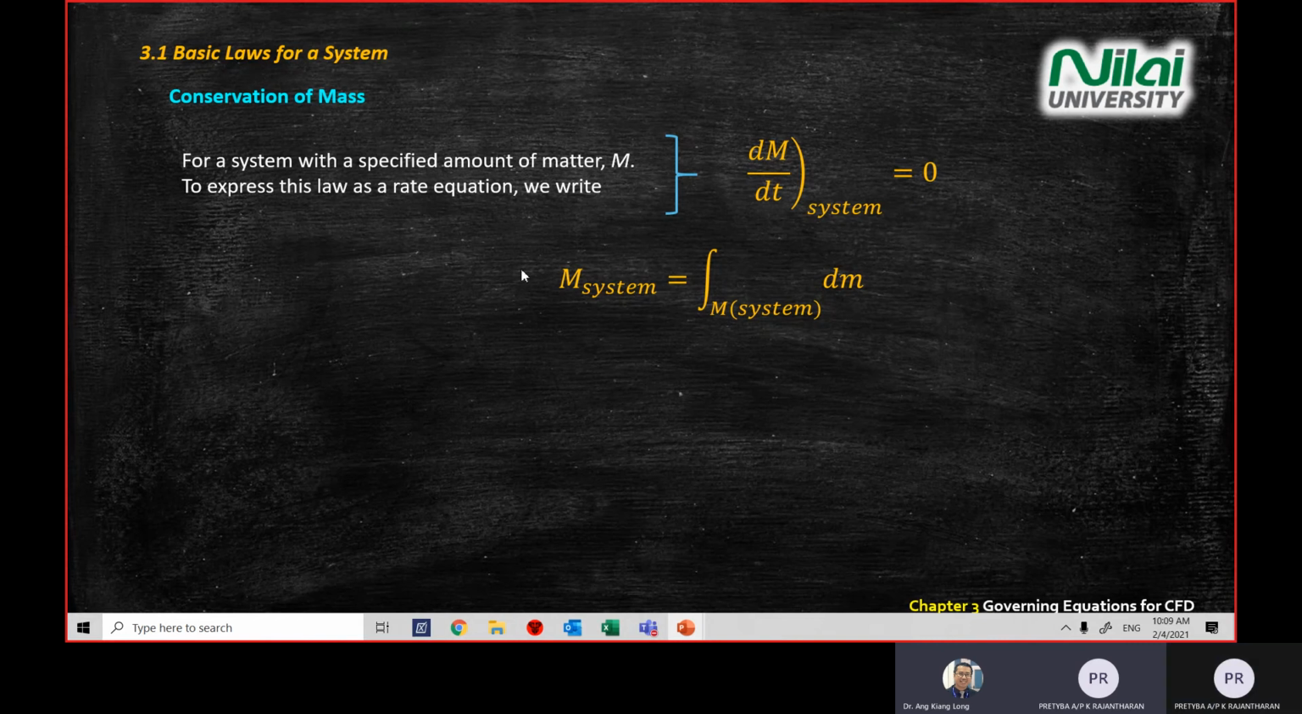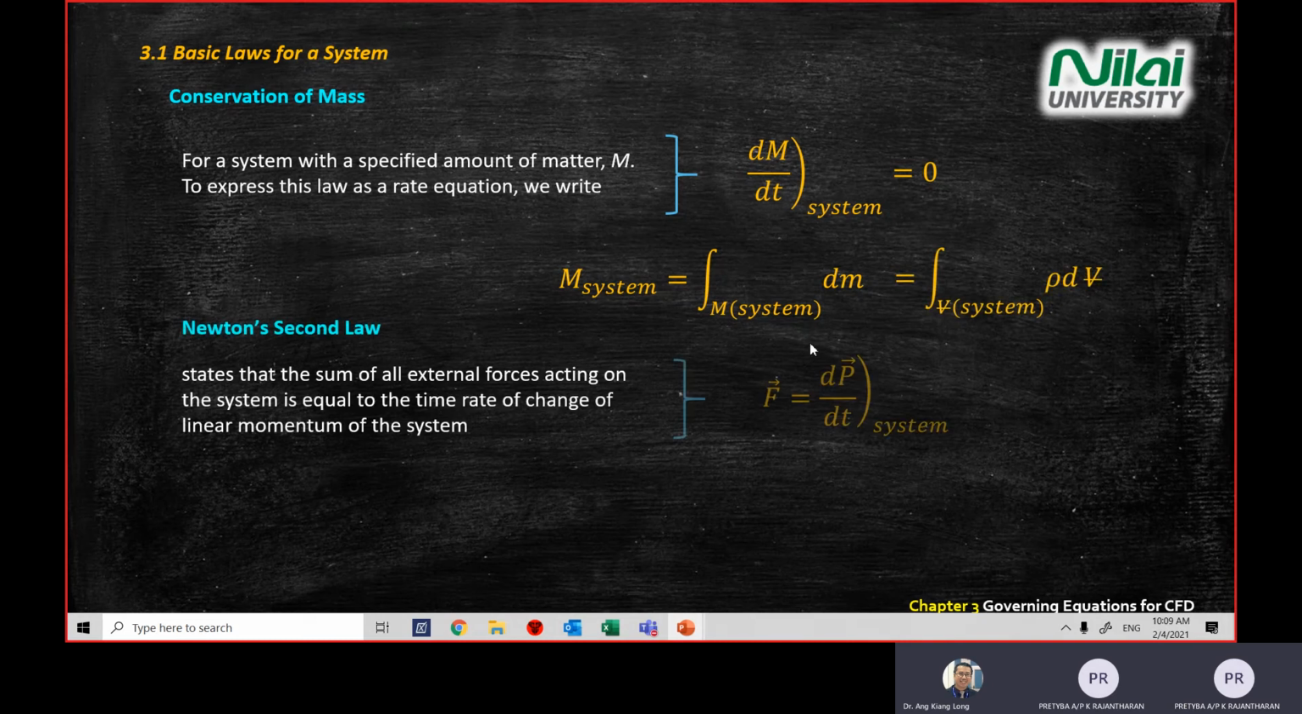And then if you want to find the total mass, you just integrate the differential difference in the mass inside the system. Okay, and if you mention Newton's second law, then it is F equal to ma.